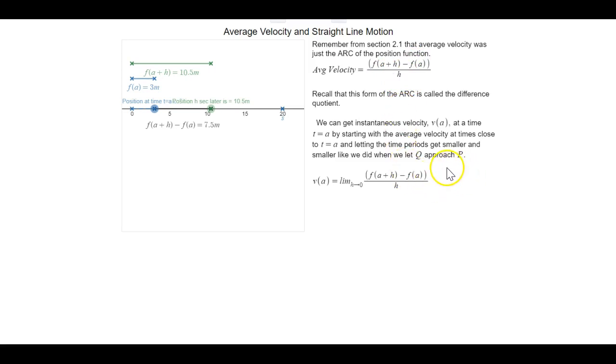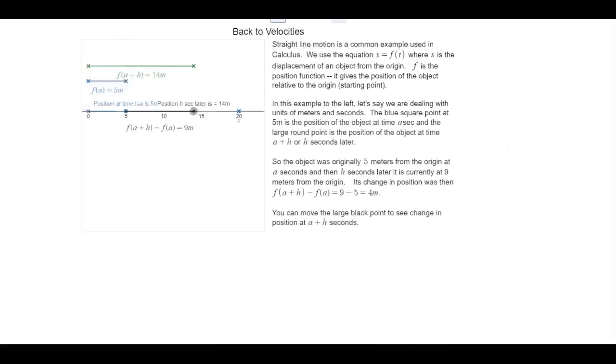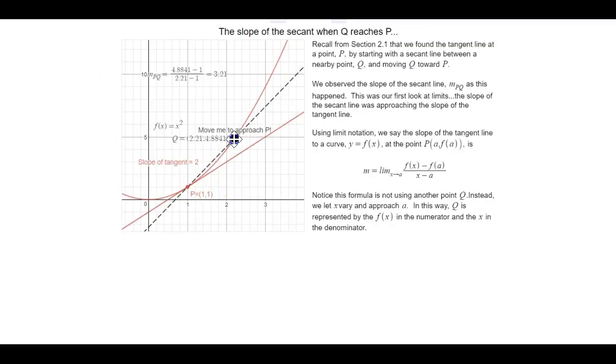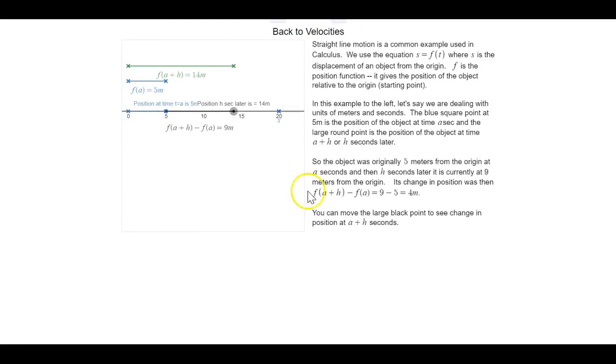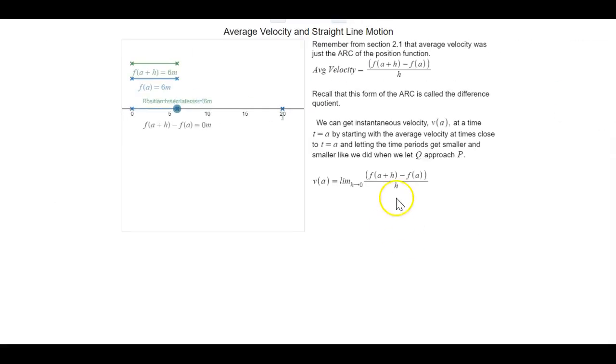And we know that we can take the limit as h approaches 0. That means that that time interval is getting smaller and smaller, and our velocities are approaching the instantaneous velocity when h is 0. And it's the same type of concept as letting q approach p. Same concept. But instead of intervals on the x-axis shrinking, units of time here are shrinking, h.